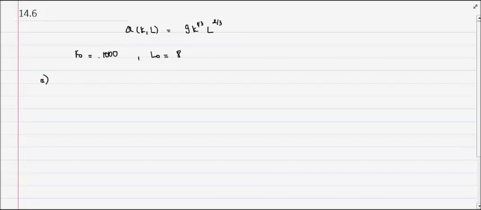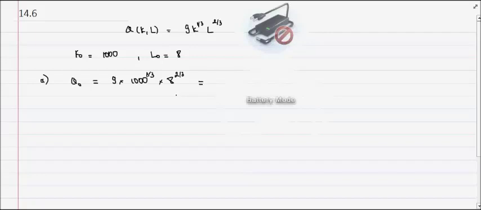So if we substitute K0 and L0 back into our production function over here, we will find that Q0 equals 9 times 1,000 to the power 1/3 and times 8 to the power 2/3. Okay, and that will just be giving you, okay, so that will just give you 360 units.